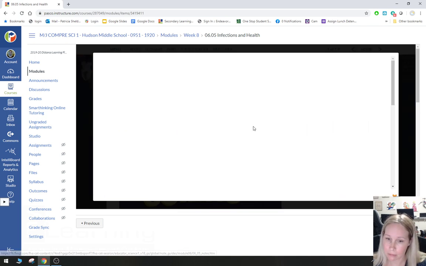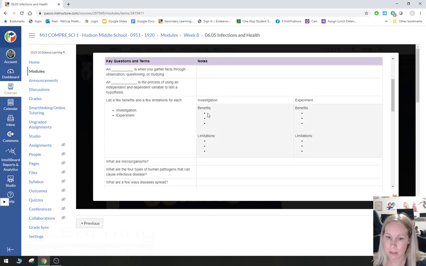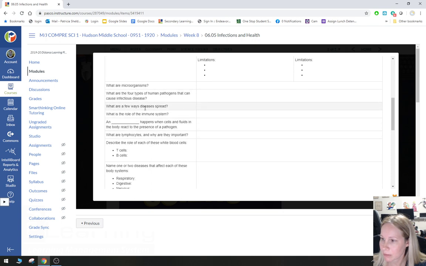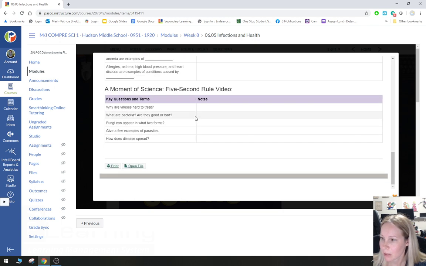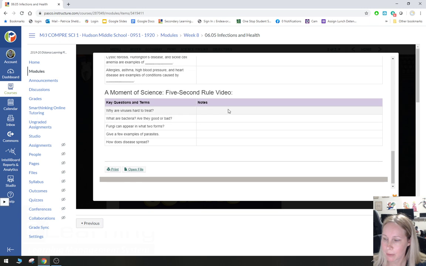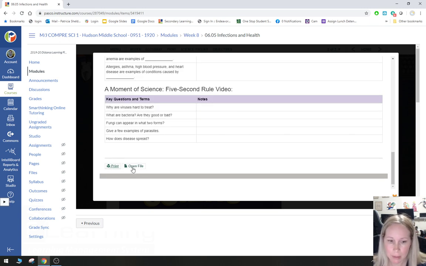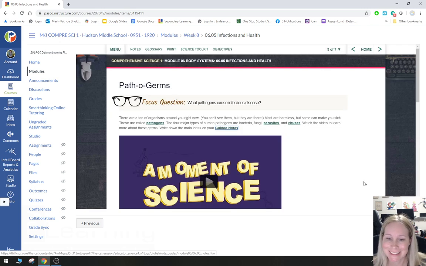All right, so just so you know, this is what the guided notes look like. You'll have to write these answers here. What are microorganisms? What is the role of the immune system? Some of you have been doing these, but you haven't been doing them all. So if you want full credit, make sure you do all the notes. And then you can just click this, and then you can type on it and fill it in as you go. We're fine with that this week if you can't build the contraptions.